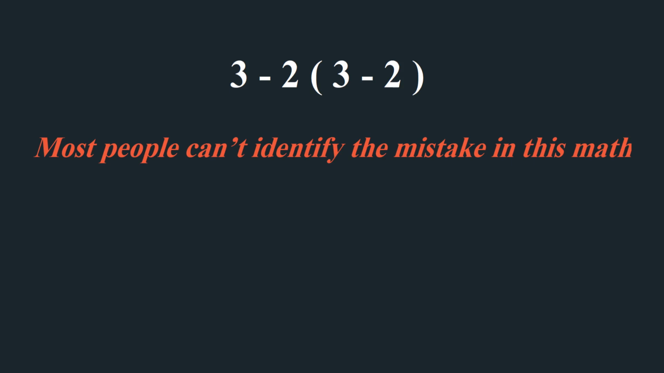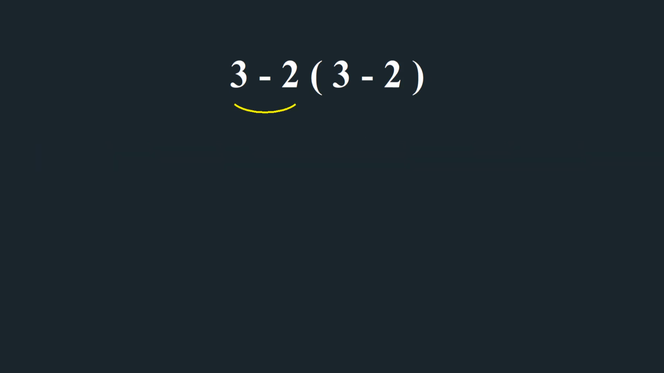In this special case, 3 minus 2, which equals 1, times 3 minus 2, which equals 1. Now we have this problem: 1 times 1, which equals 1. But this answer is not correct because according to the order of operations we have to work on the parentheses first, then work on multiplication, and at last work on adding and subtraction. So first we do this subtraction, then this multiplication, and at last this subtraction.